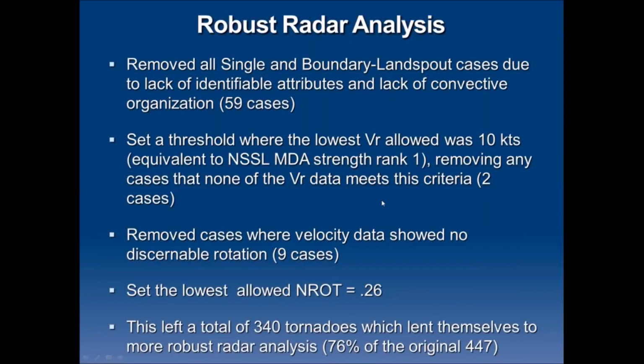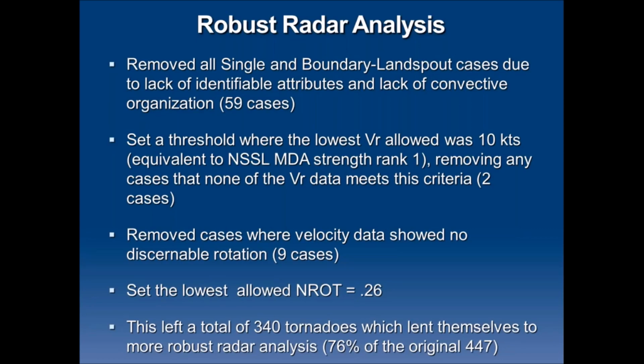The last step in the radar analysis was to take a little more robust look at some of the attributes from the radar data. We wanted to look at things like the rotational velocity magnitude of the mesocyclone or mesovortex associated with it, again the presence of a TDS, things like that. We had to do another level of QC on this one, and we also wanted to look at just the organized convective modes.